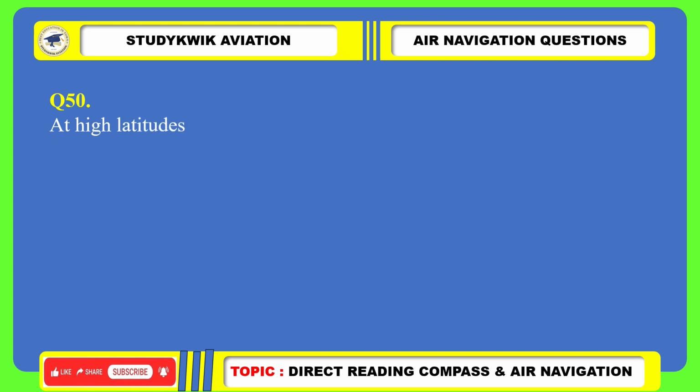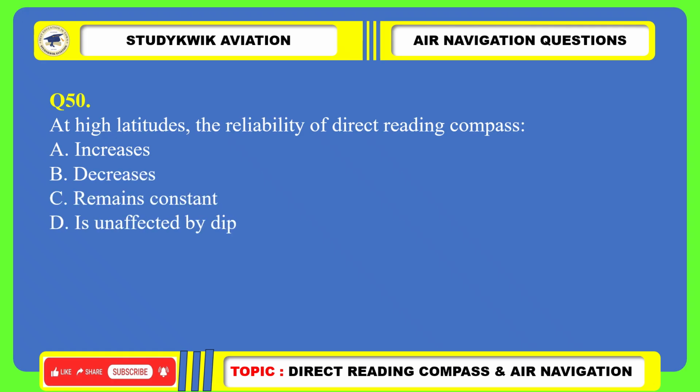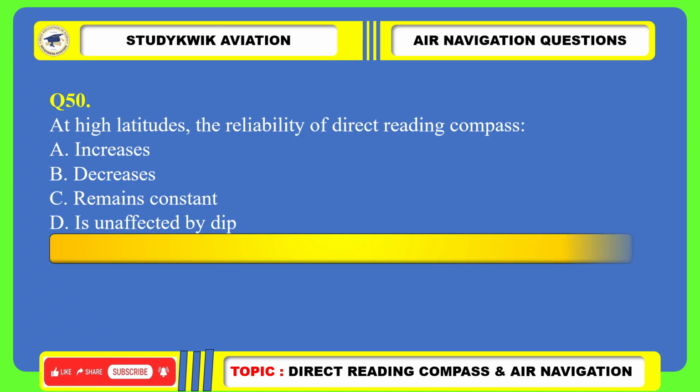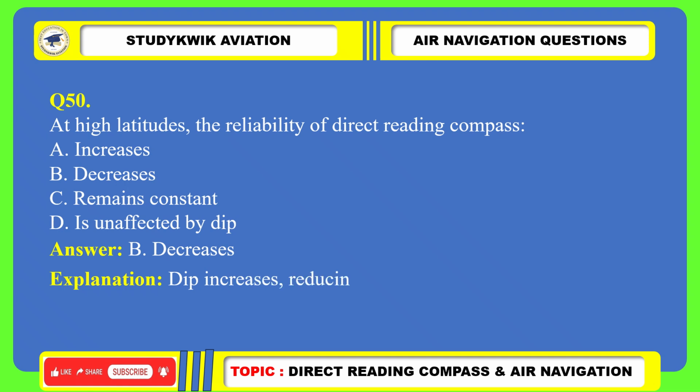Question 50. At high latitudes, the reliability of a direct reading compass: increases, decreases, remains constant, is unaffected by dip. The correct answer is B. Decreases. Dip increases, reducing accuracy at high latitudes.